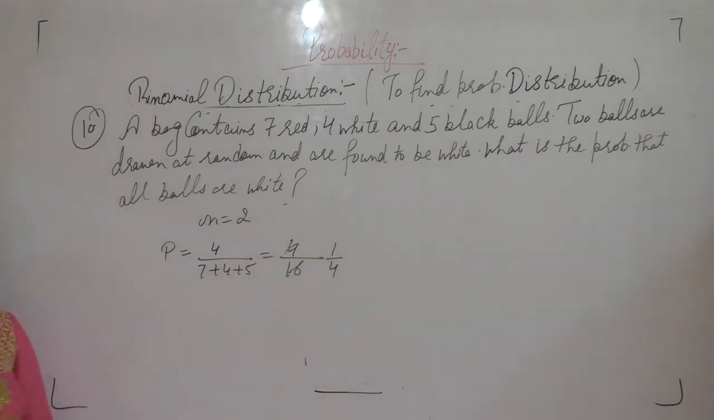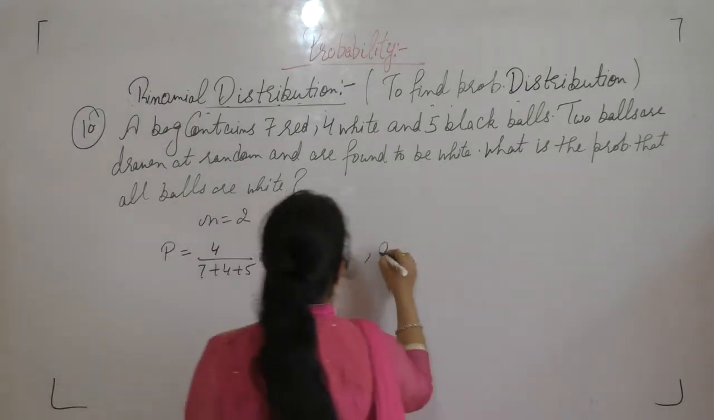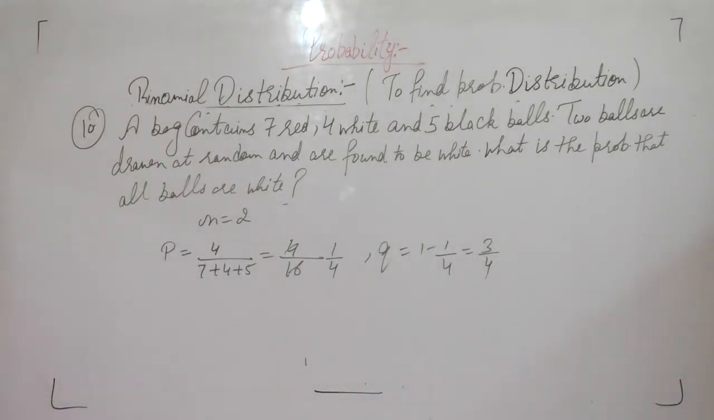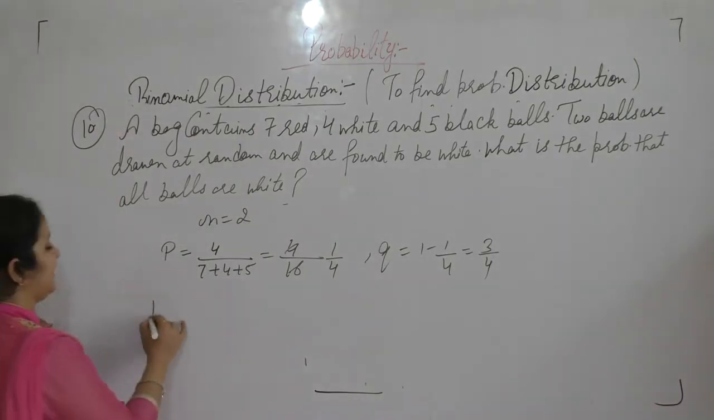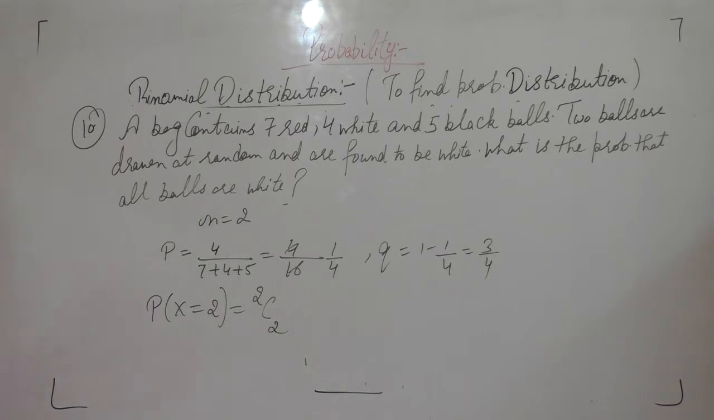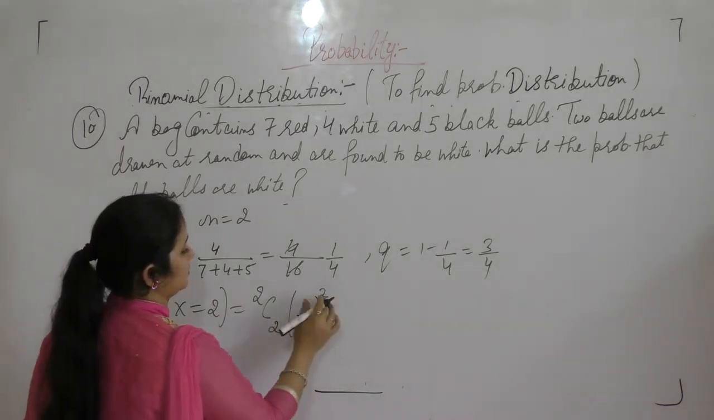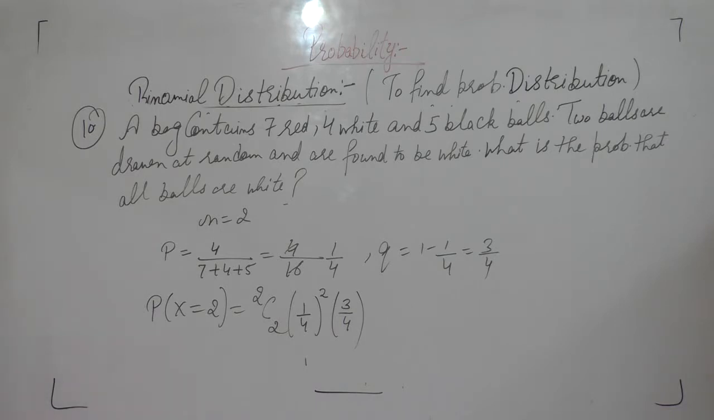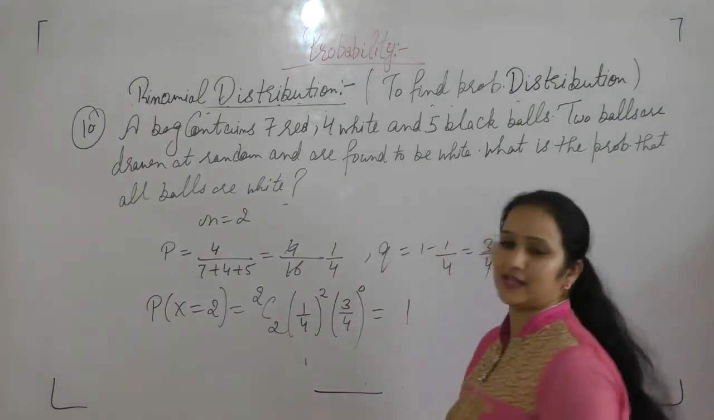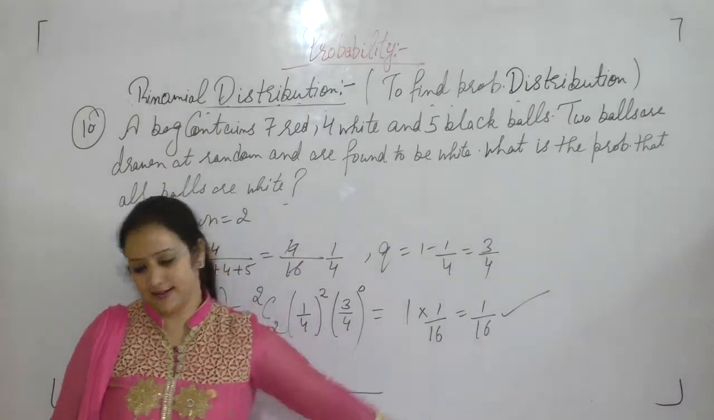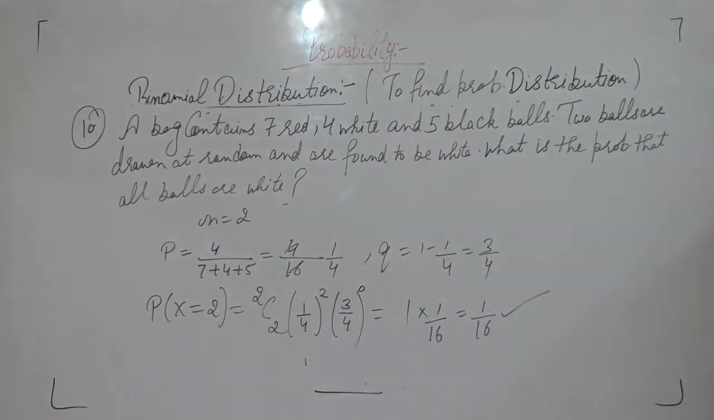So the probability of success of getting a white ball is 1 by 4 and Q is 1 minus 1 by 4, that is 3 by 4. Now we have drawn 2 balls and we want all these 2 balls are white. So probability at x is equals to 2, nCr with n is 2 and r is 2, P power 2 and Q power n minus r, that is 0. So probability that all the 2 balls are white is 1 by 16. Note it down.